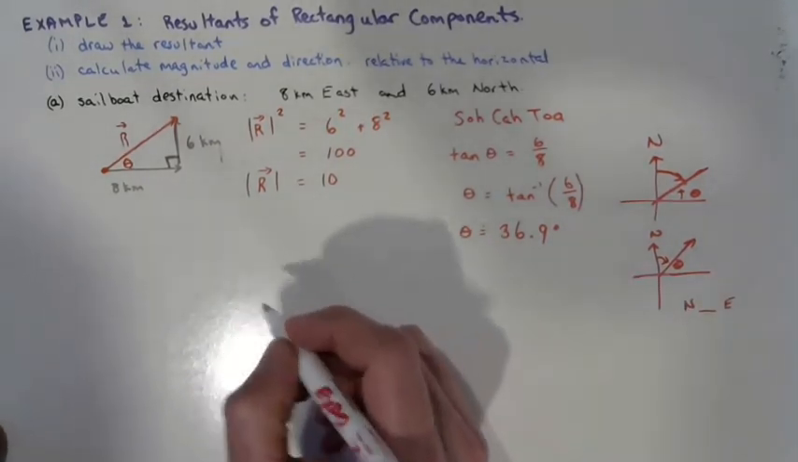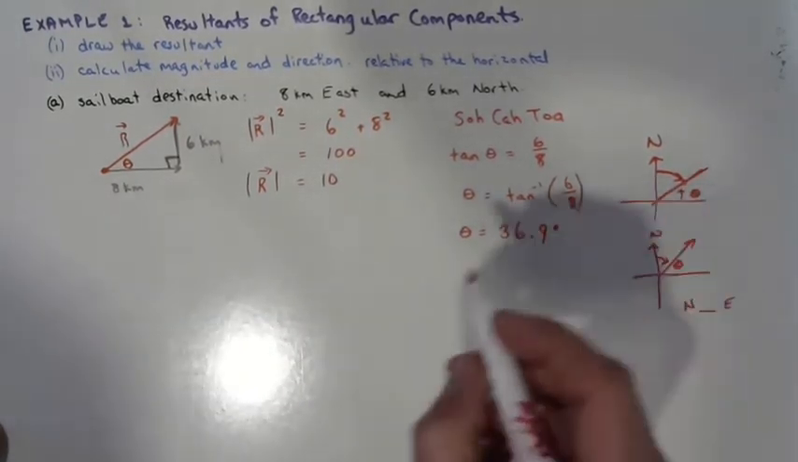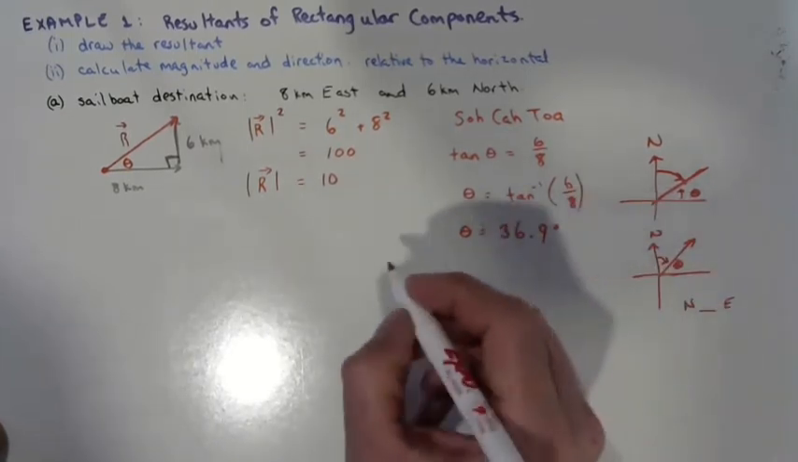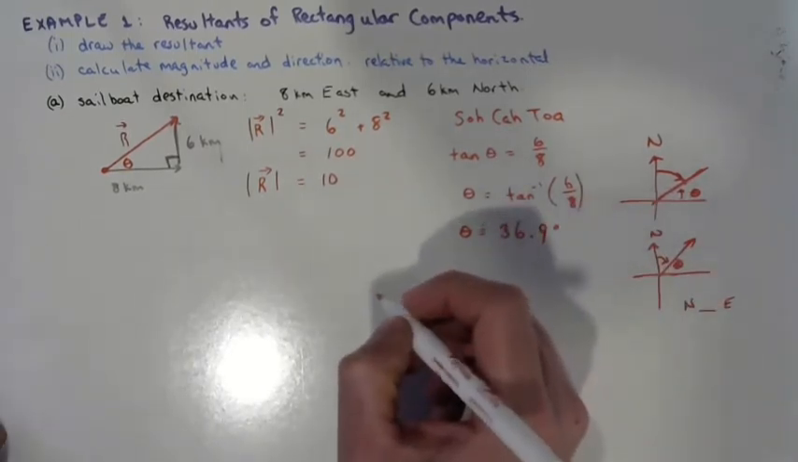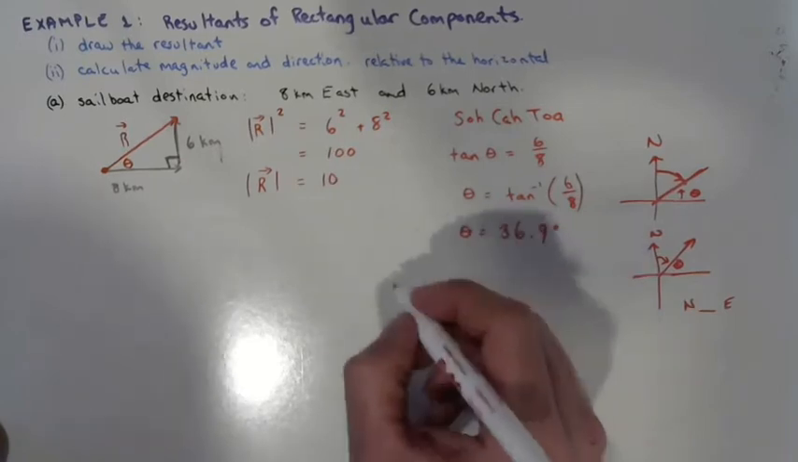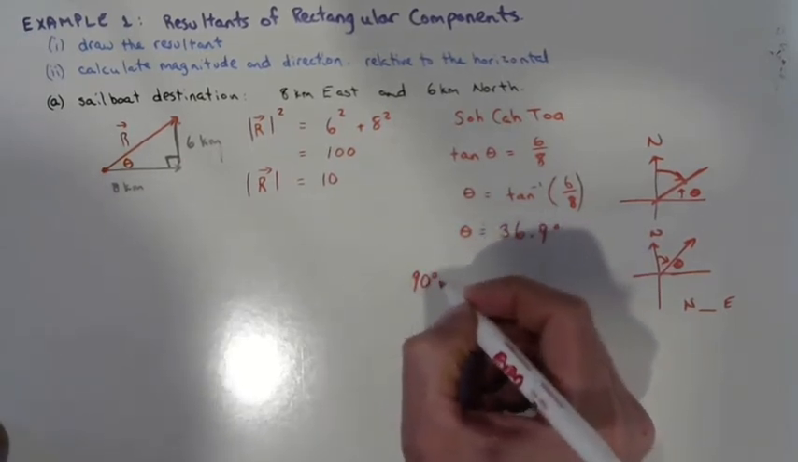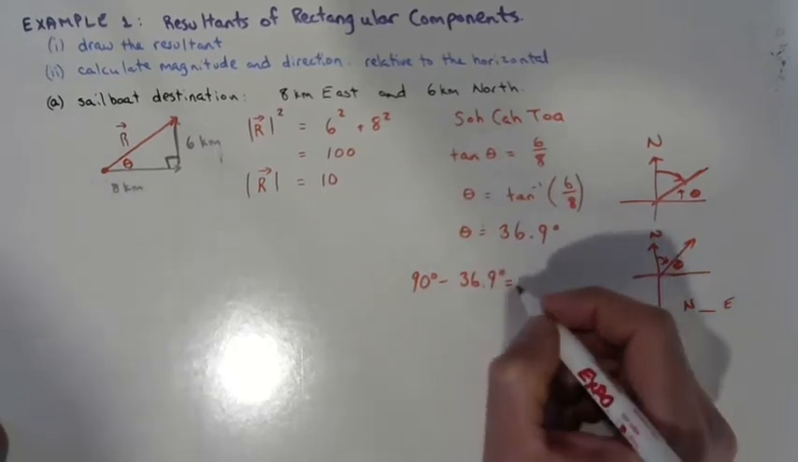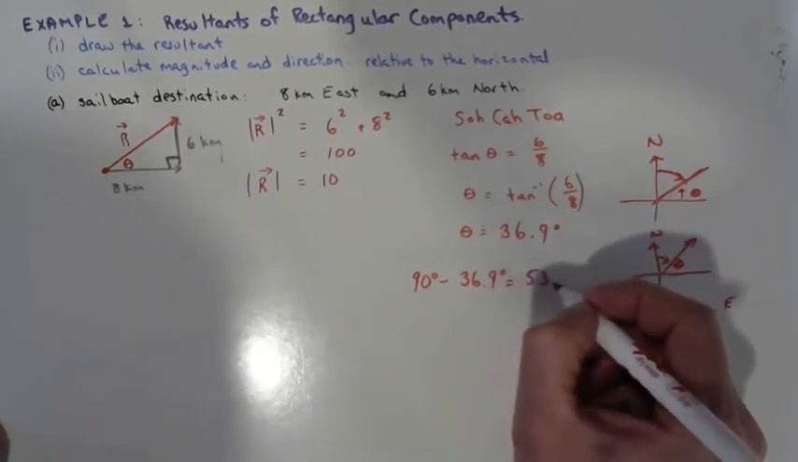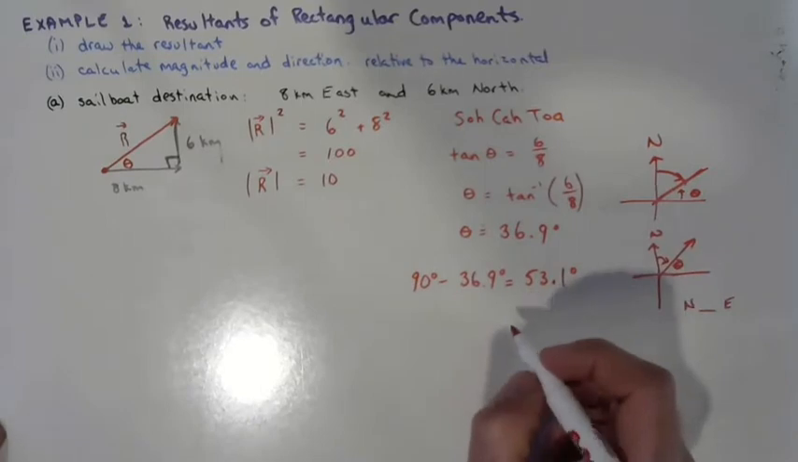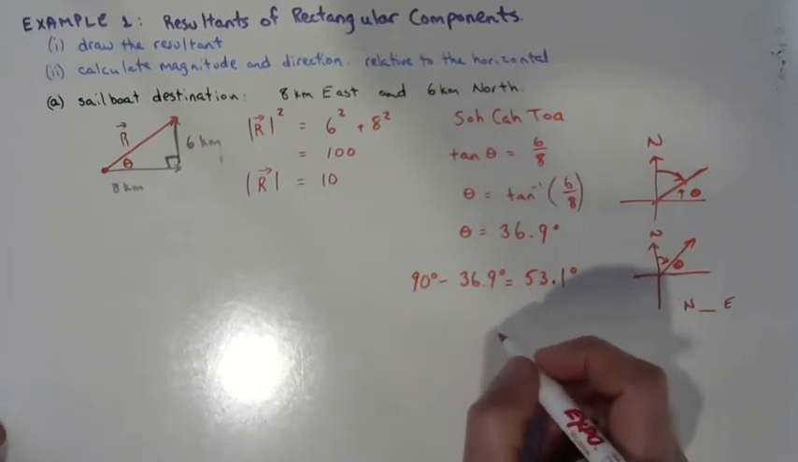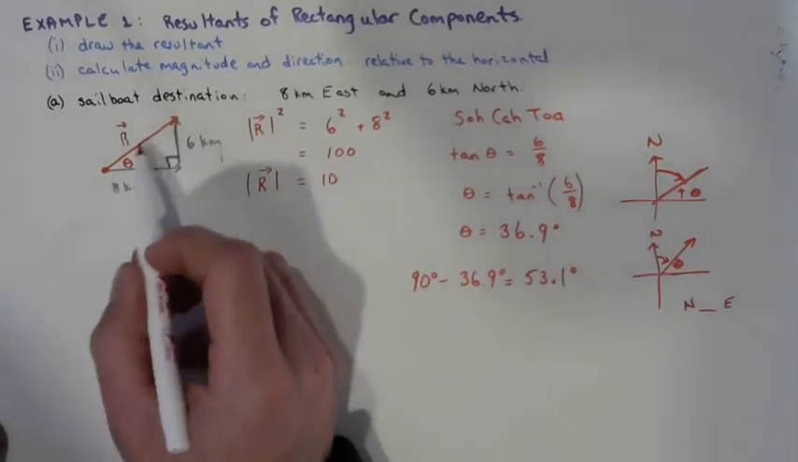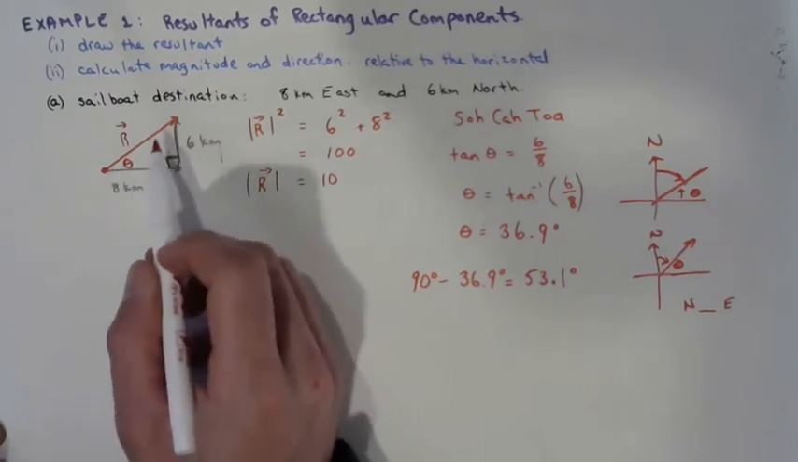So what I need to do in order to find that, because I have complementary angles, is I'm just going to take 90 degrees and subtract what I found for theta. So I'm going to go 90 degrees minus 36.9 degrees. That's going to give us 53.1 degrees.